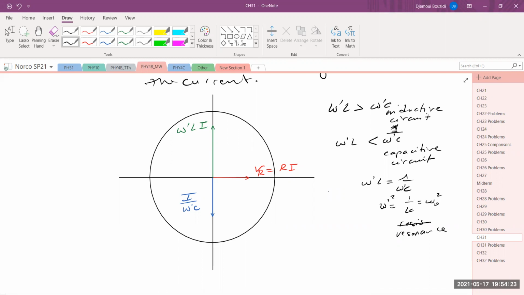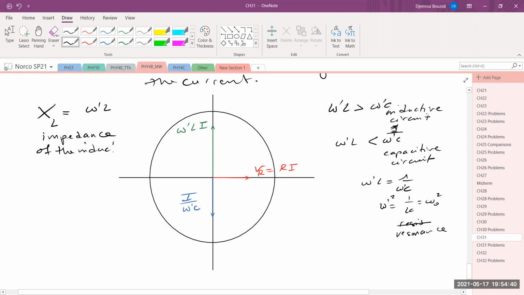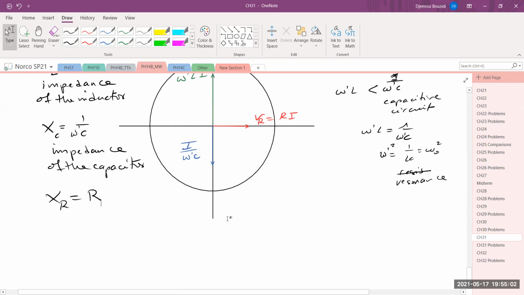So as a matter of fact, we have names for these values. I'm going to call XL as being omega prime L. This is the impedance of the inductor. I'm going to call XC as being 1 over omega prime C, the impedance of the capacitor. And I'm going to call XR, which is just R, the impedance of the resistor, okay?